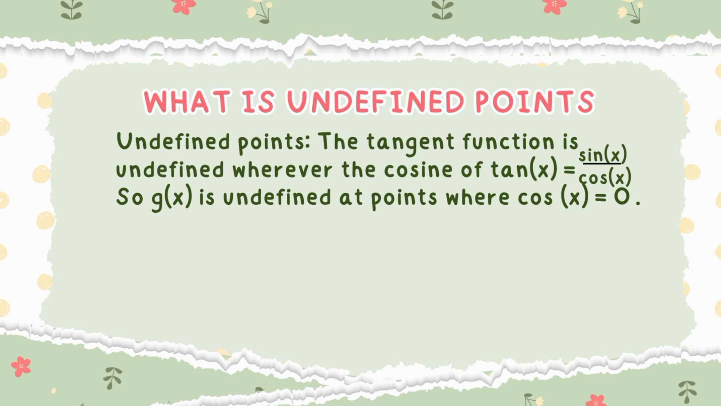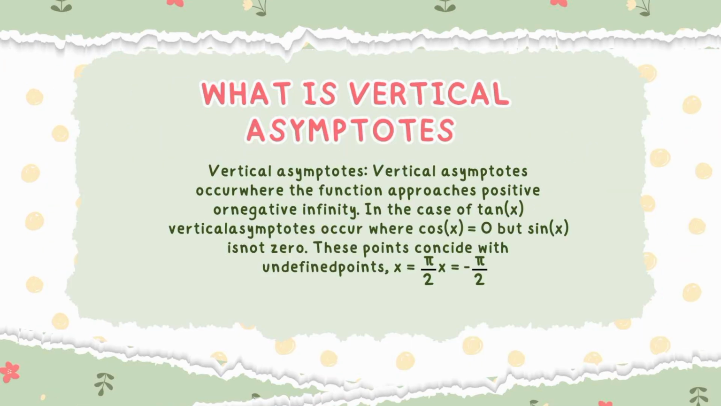The tangent function is undefined wherever the cosine is equal to 0, since tan of x equals sine of x all over cosine x. So g of x is undefined at points where cosine x equals 0. What are vertical asymptotes? Vertical asymptotes occur where the function approaches positive or negative infinity. In the case of tan of x, vertical asymptotes occur where cosine x equals 0 but sine of x is not 0. These points coincide with the undefined points, x equals pi over 2 or x equals negative pi over 2.